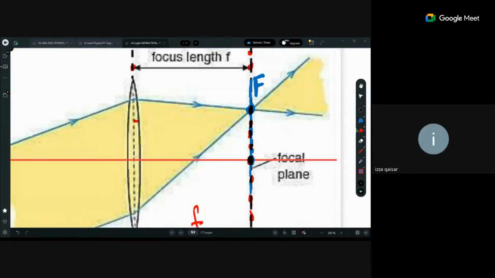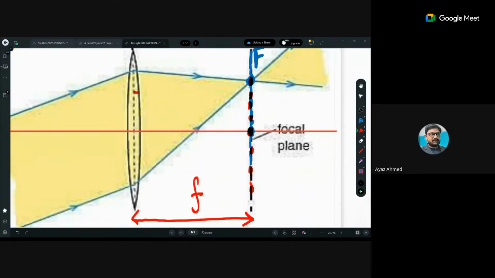ठीक है? आप लाइट को ऊपर नीचे मूव करवाओगे ना, तो क्या होगा? Principal focus would be moved up and down, but it would not be shifted left and right. ये बात याद रखनी है.